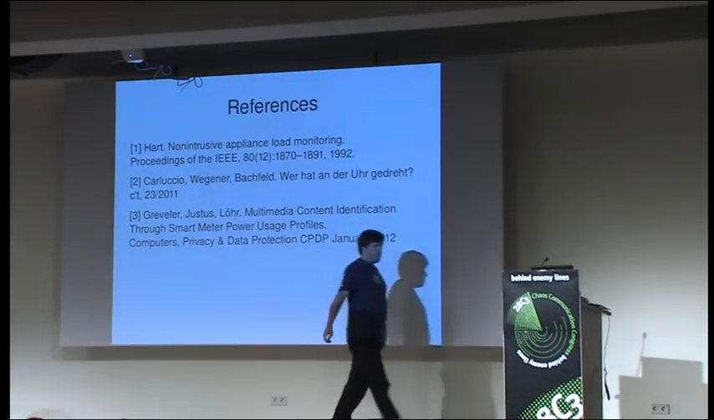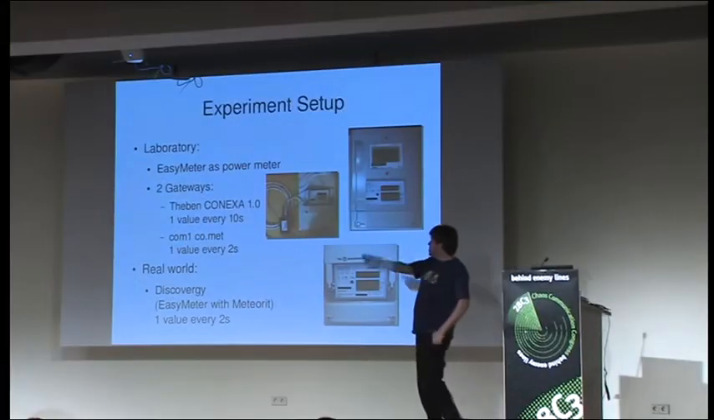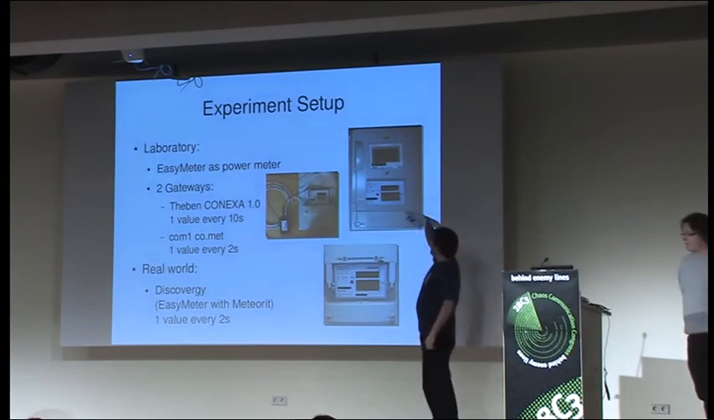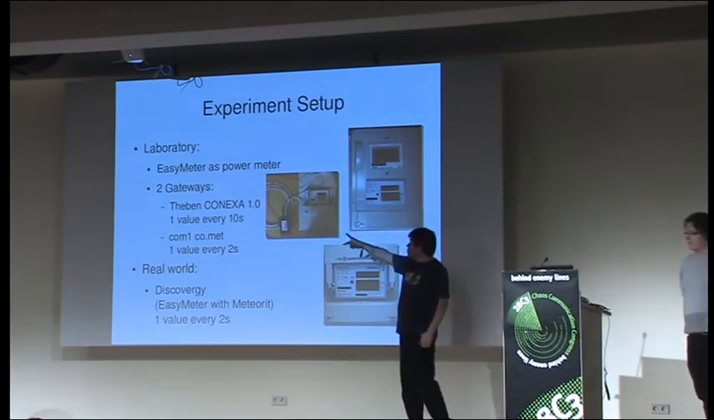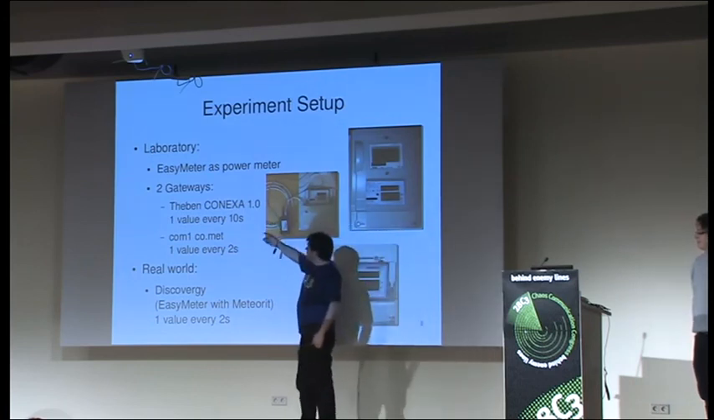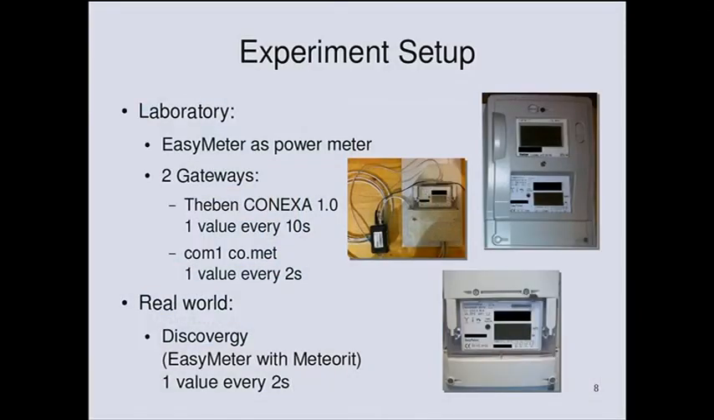Yeah, the only ones we had were in our laboratory. There were 3 smart meters, and the part which measures the power consumption is every time the same. And the smart meter, which sends this data, there are 2 others we looked at. One is called Theben Connexa, and it sends 1 value every 10 seconds, and the other 1 value every 2 seconds. I'm not aware of others.